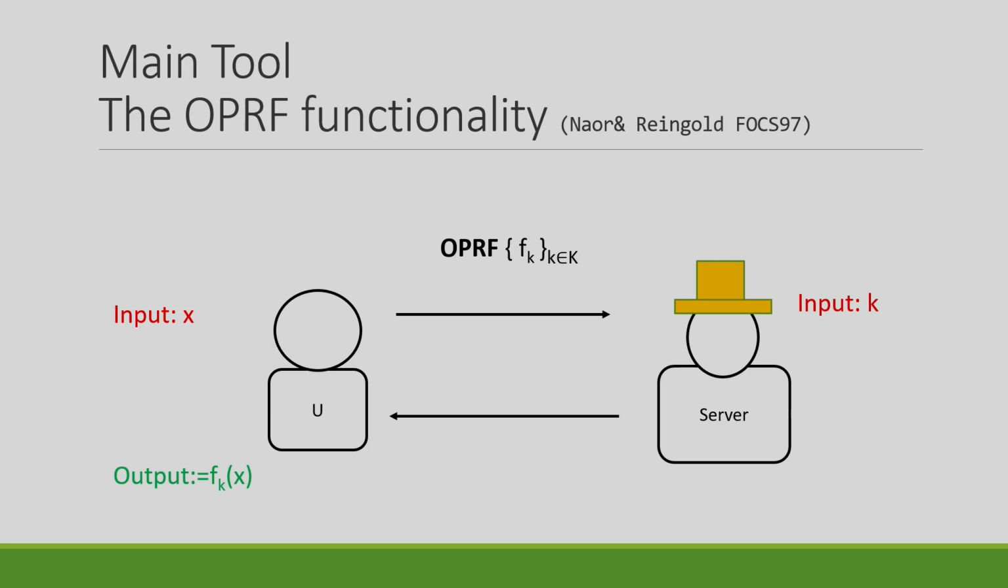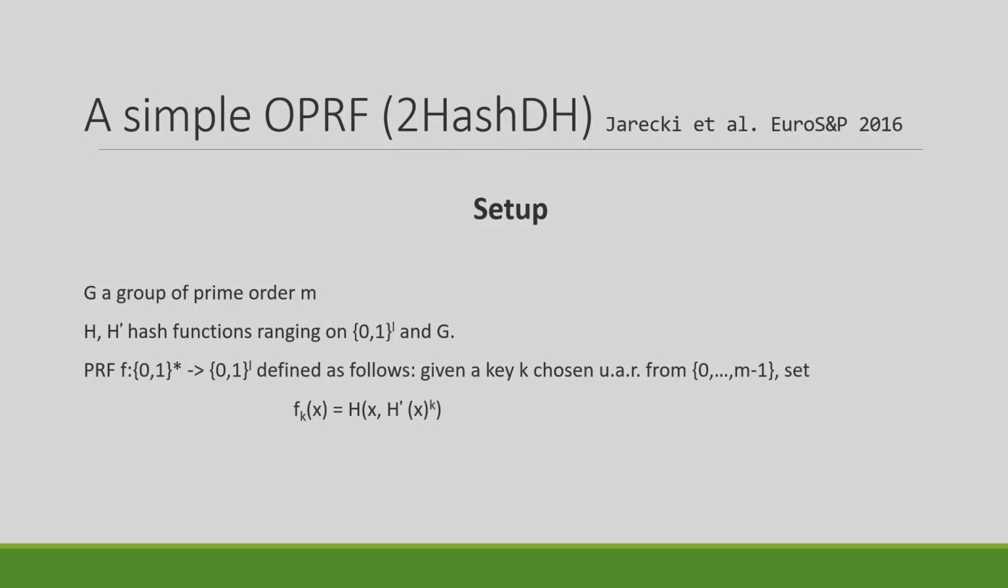So this is the idea, that you have the user with the input X, which is a private input. The server will pick a key K also privately. They will interact, exchange some messages, and in the end, the user will get as private output the evaluation of the function with key K on his input X. So this is nothing very hard to implement.